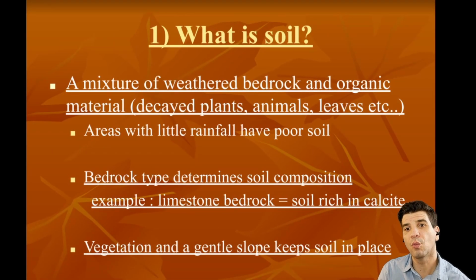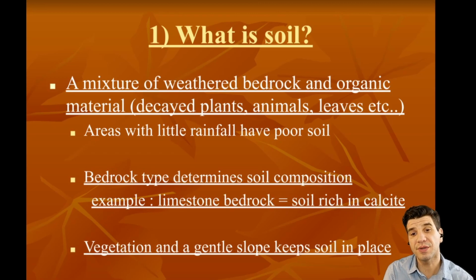All right, so let's start. What is soil? Soil is just a mixture of weathered bedrock and organic material, including dead plants, dead animals, leaves. Areas with little rainfall have poor soil. When you have little rainfall, you can have little vegetation. Little vegetation means you're going to have very few animals. And if you have few animals and little vegetation, you're going to probably have less dead material from plants and animals, and less soil, right? Because remember, soil comes from those decayed plants and animals.